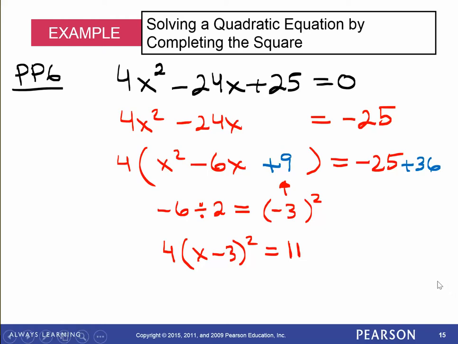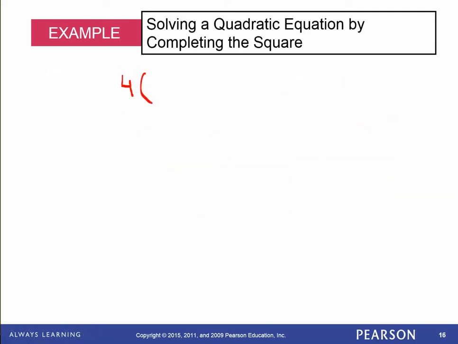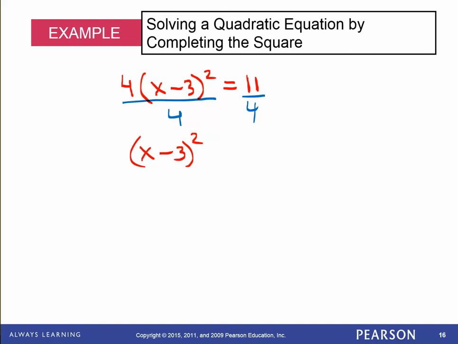Alright, we've got to get rid of that 4 in front, so let's divide both sides by 4. Let me rewrite it real quickly here. Divide by 4, divide by 4. I give myself (x minus 2) squared equal to 11 over 4. And you guys get to finish it off with a fraction this time. Those fun fractions.